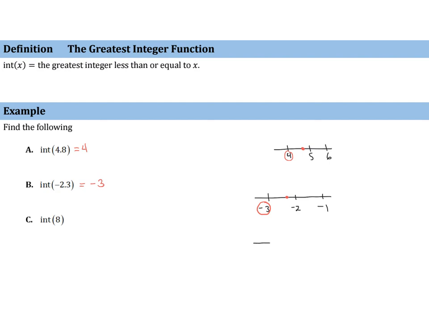What about 8? If you think about 8, we have 7, 8, 9. How close can we get to 8? We can get all the way there. Notice the greatest integer of x is the greatest integer less than or equal to x.